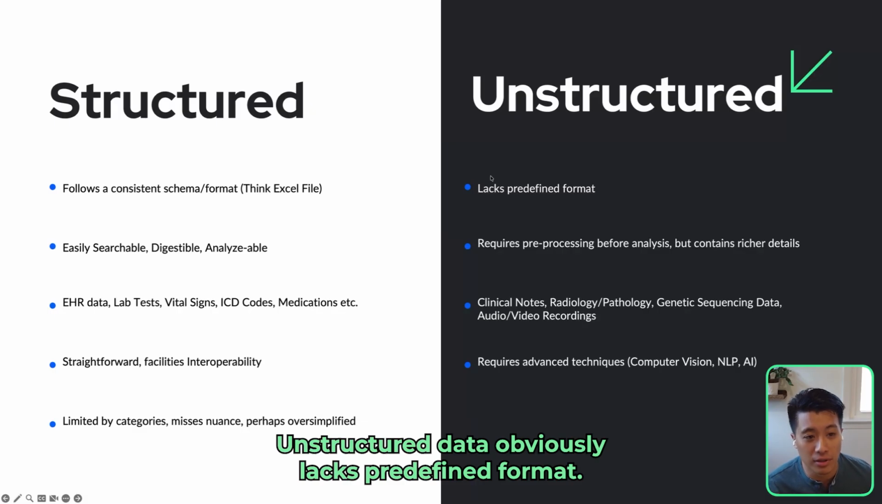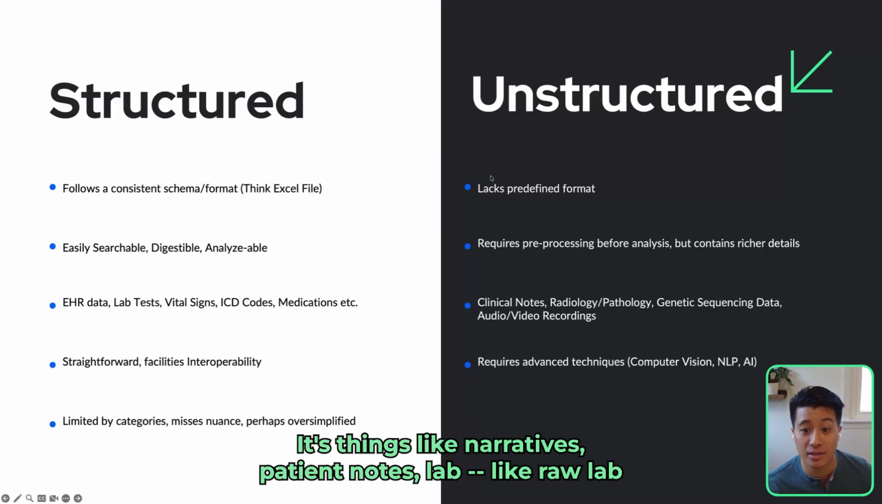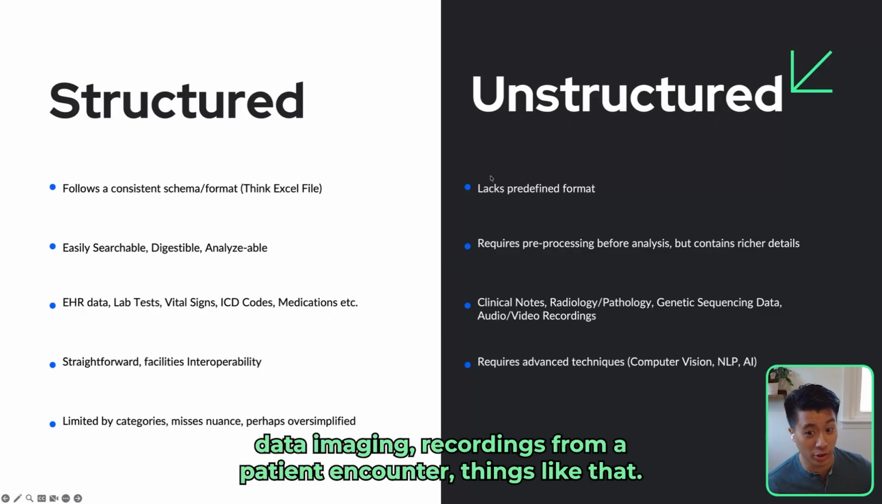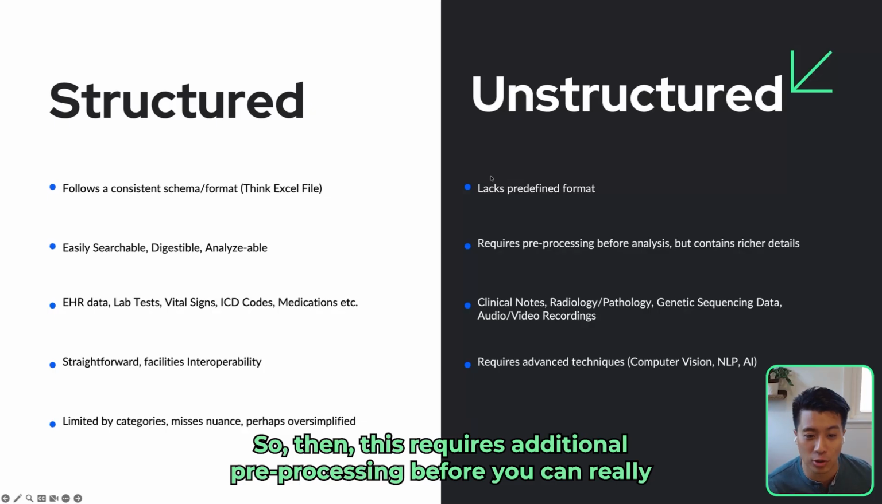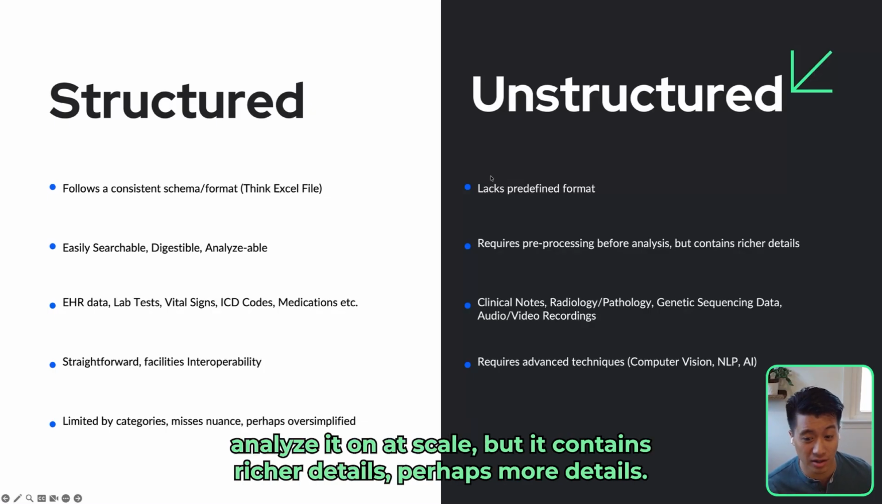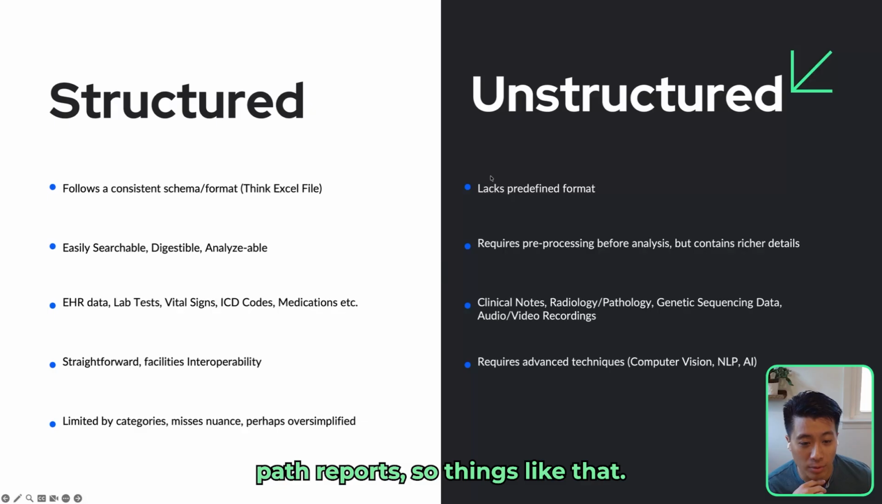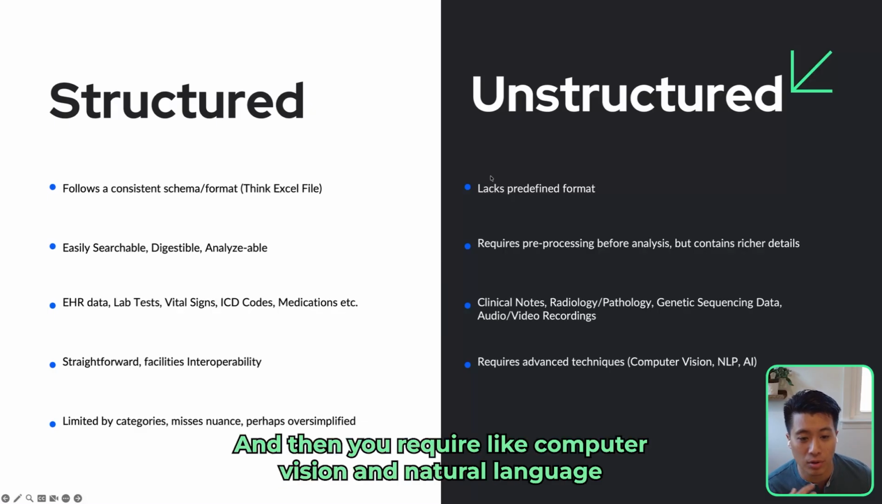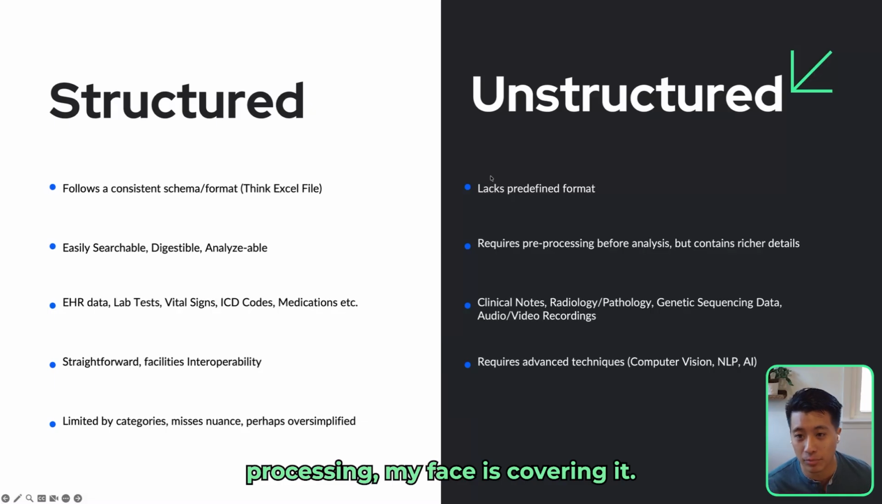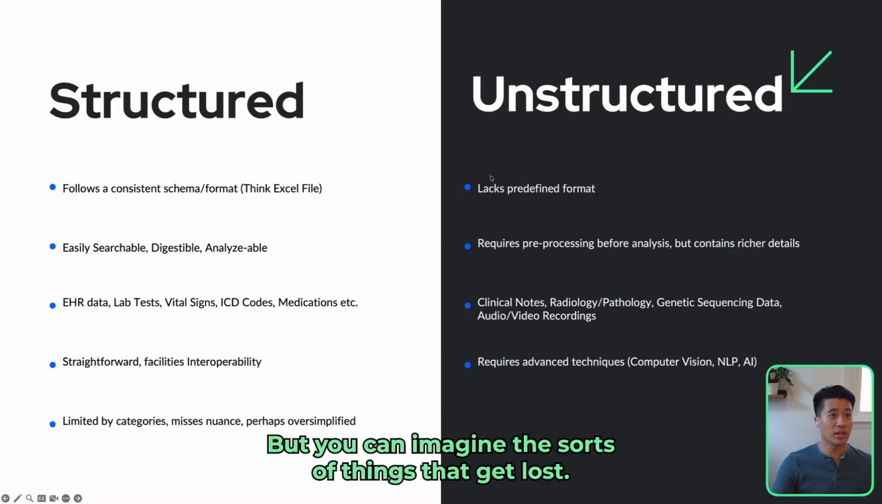Unstructured data, obviously, lacks a predefined format. It's things like narratives, patient notes, raw lab data, imaging, recordings from a patient encounter, things like that. This requires additional pre-processing before you can really analyze it at scale, but it contains richer details, perhaps more details. Like I said, it also includes things like genetic sequencing data, pathology reports, things like that. And then you require computer vision and natural language processing. You can sort of imagine the sorts of things that get lost.